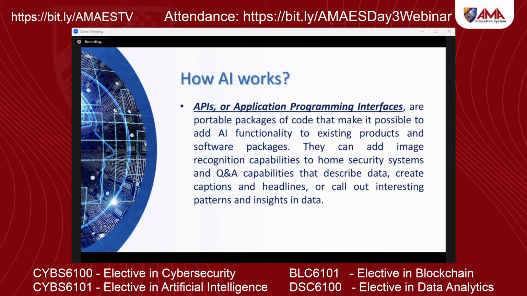Next, we have the APIs or the application programming interfaces. They are portable packages of code that make it possible to add AI functionality to existing products and software packages. They can add image recognition capabilities to home security systems and question and answer capabilities that describe data, create captions and headlines, or call out interesting patterns and insights in data. So itong API na to are being embedded dun sa mga existing products and software packages that are available in the market.